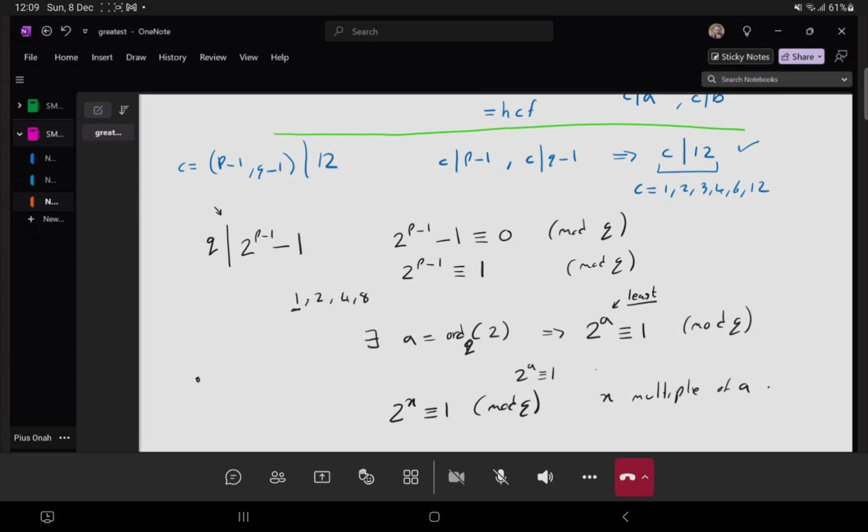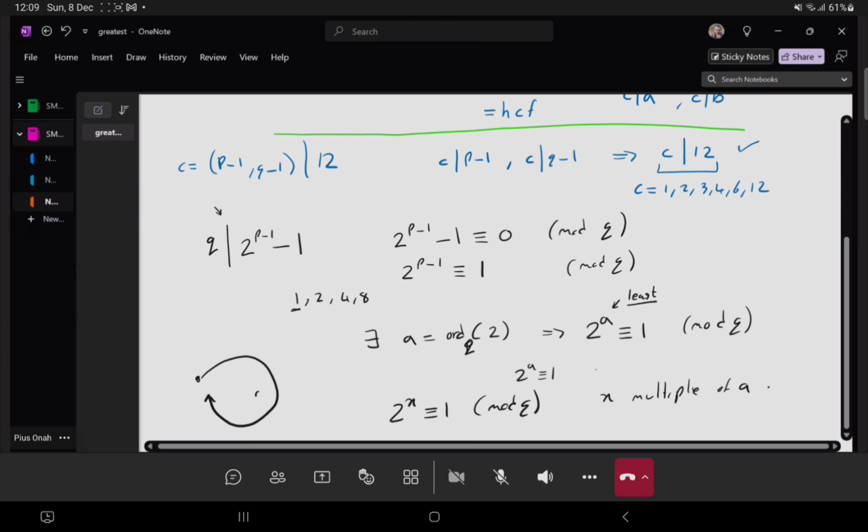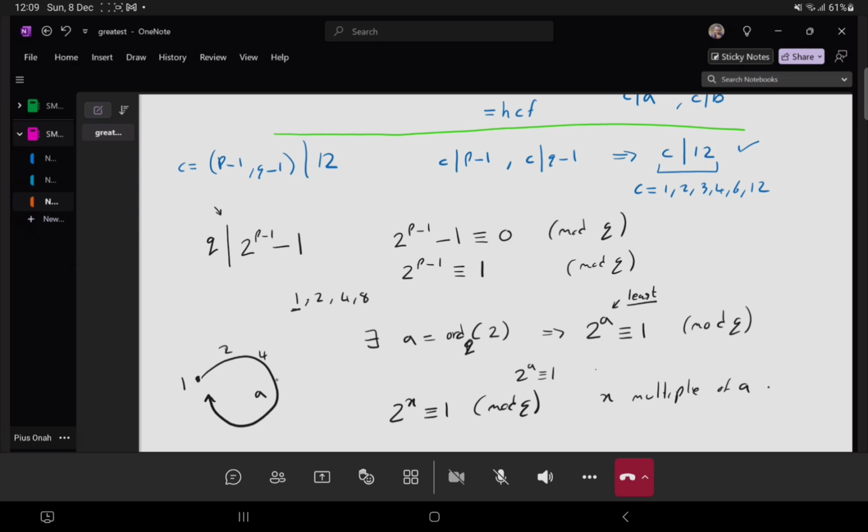Because we're going in circles. Just imagine you start from a point here. After a steps, you get back to 1. This is the first time you get to 1, so the other values you visit are all different from 1. Each time you take a steps, you get to 1. So if there's any value that gives you 1, it must be based on those complete circles. So it must be a multiple of a. That's the logic here.